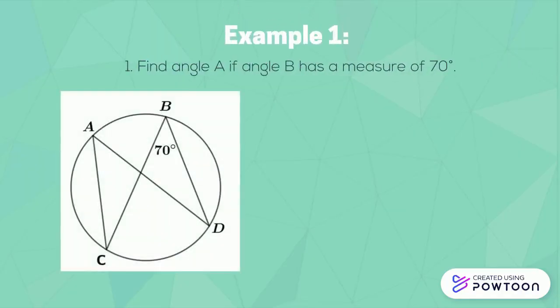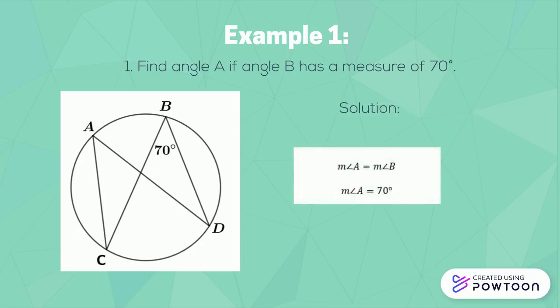Let's try answering this example. Find angle A if angle B has a measure of 70 degrees. Well, since angle A and angle B share the intercepted arc CD, then we can say that the measure of angle A is equal to the measure of angle B. Therefore, the measure of angle A is 70 degrees.